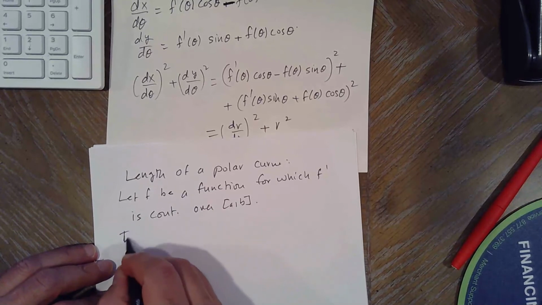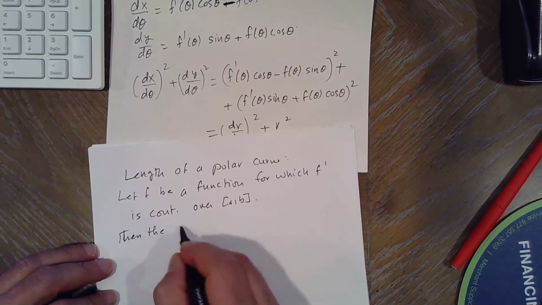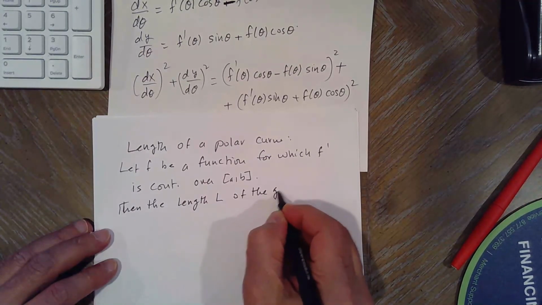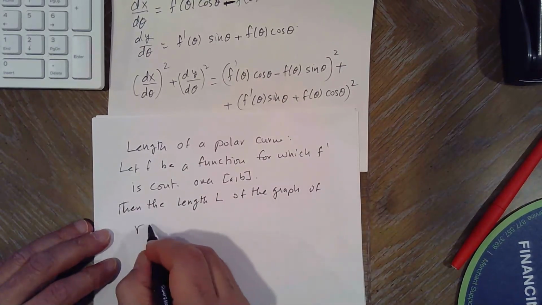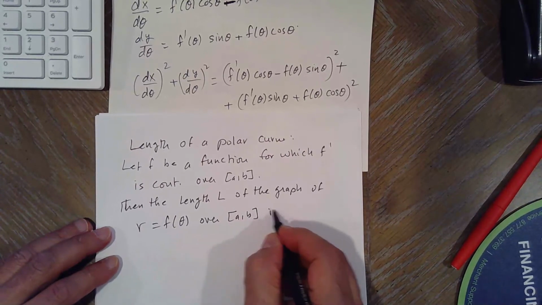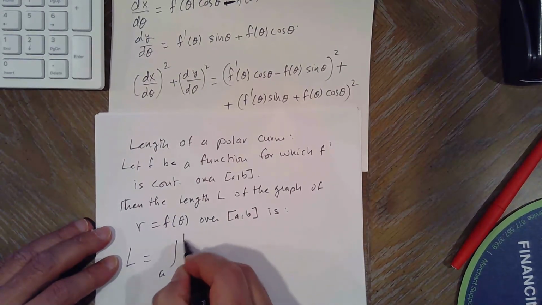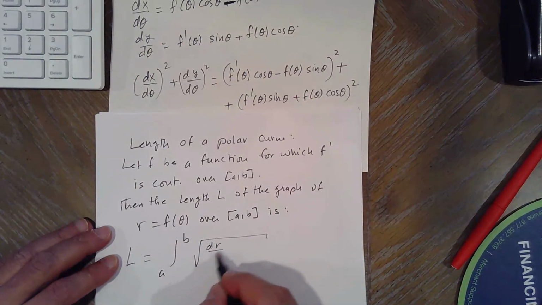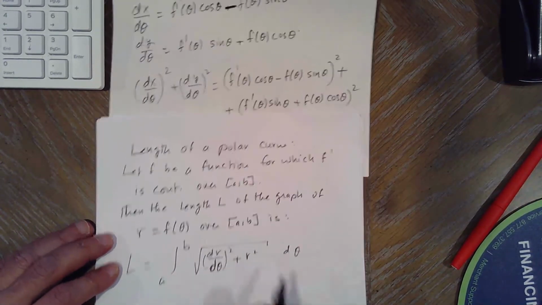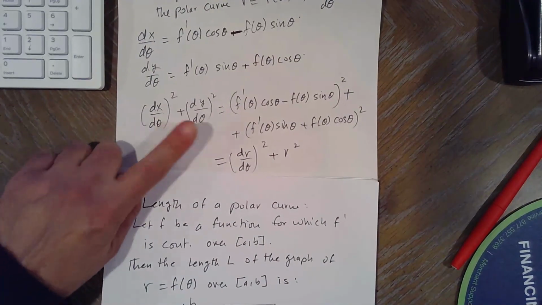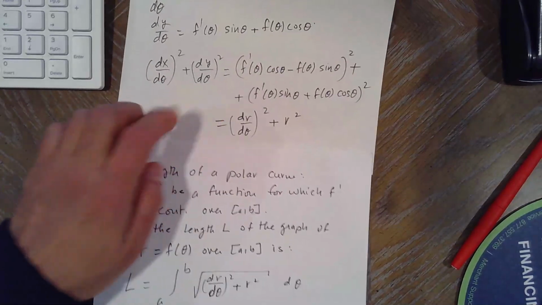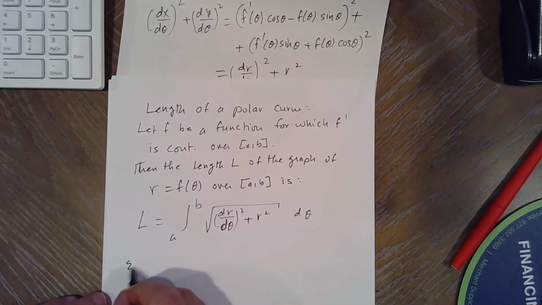Then the length L of the graph of r equals f of theta over [a, b], so that portion of the graph from a to b, is the integral from a to b of the square root of dr by d theta squared plus r squared, d theta. And we got this because that's what we got in parametric. Now it's in polar, when we saw that they equal each other. Okay, and here's an example of that.